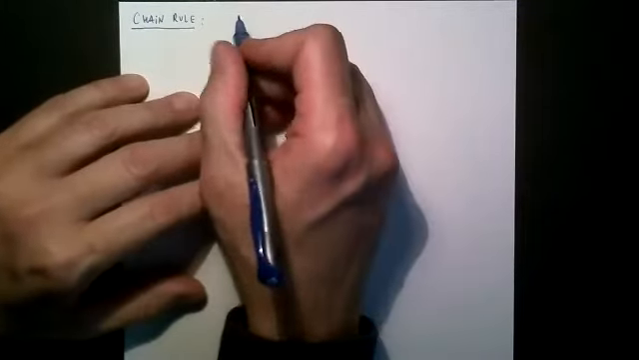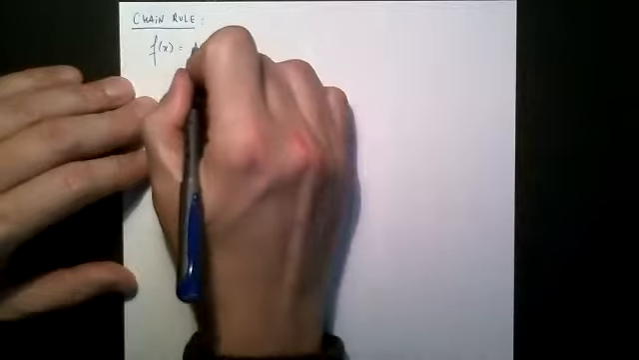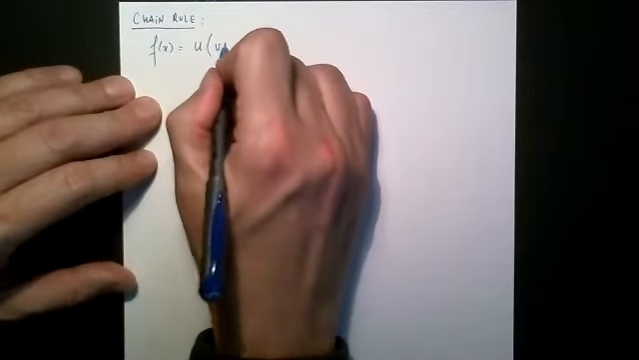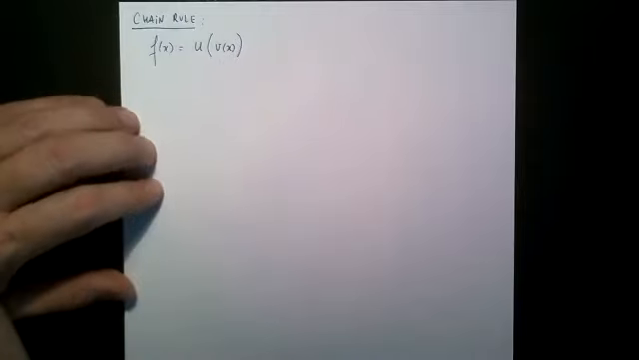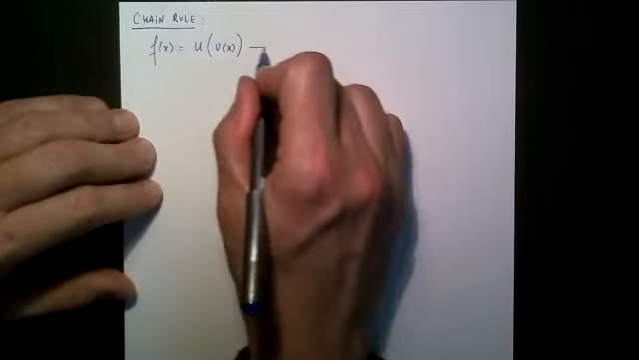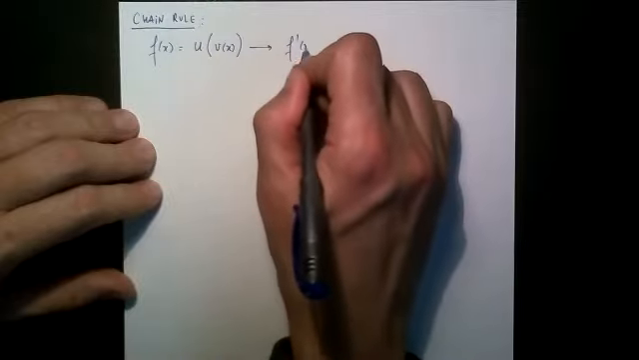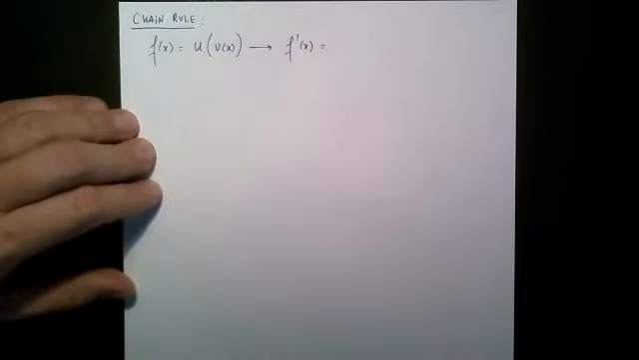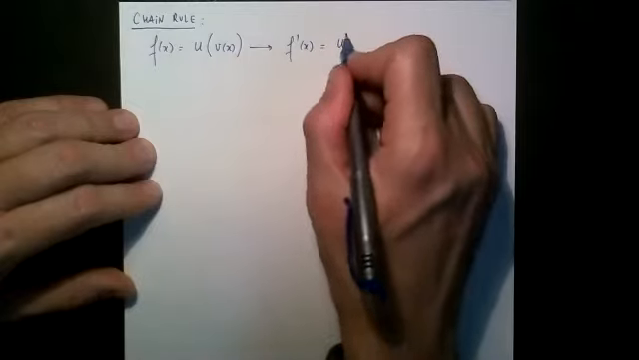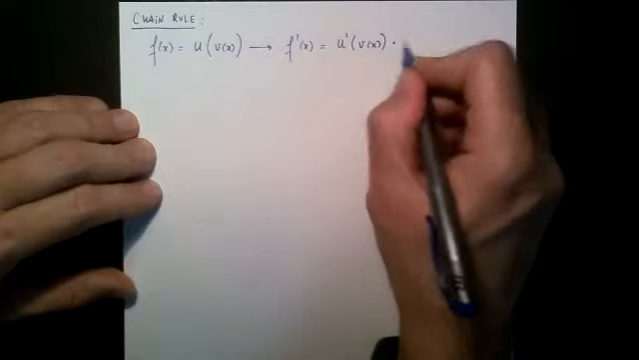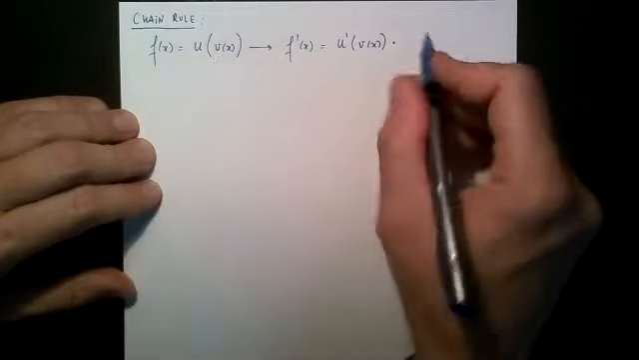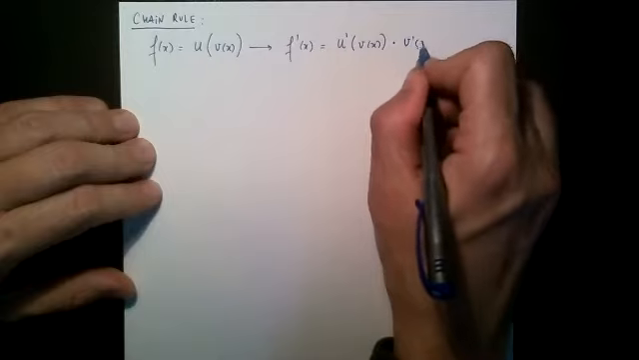The chain rule is as follows. If f of x is equal to u of v of x, so it's a function of a function, then f prime is equal to what? It's u prime of v of x times the derivative of the inside function, v prime of x.